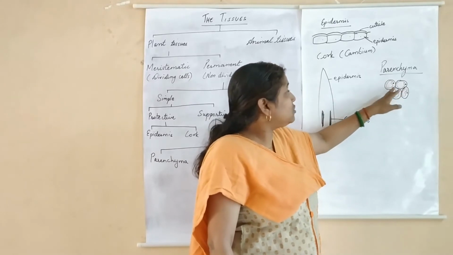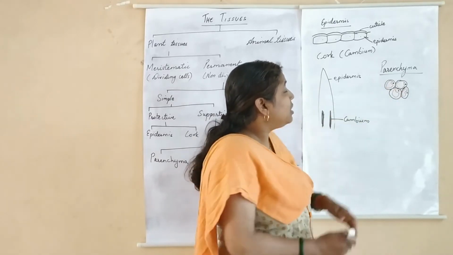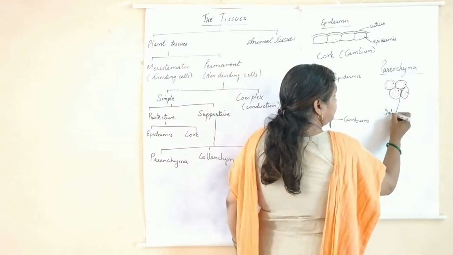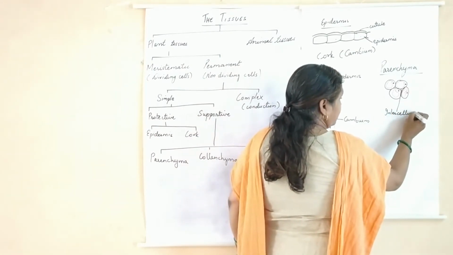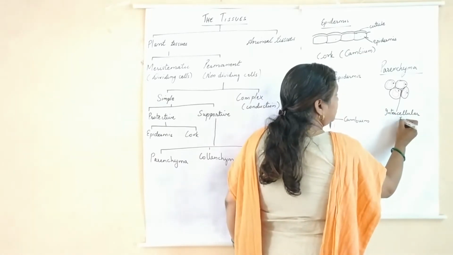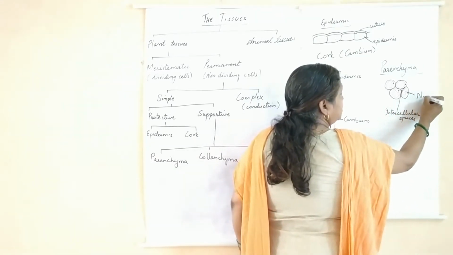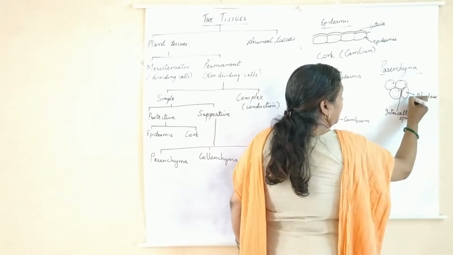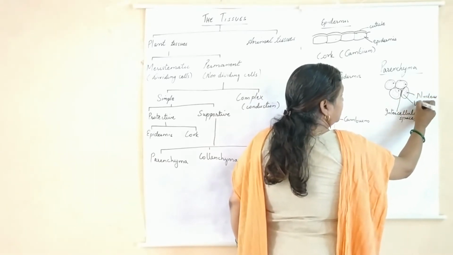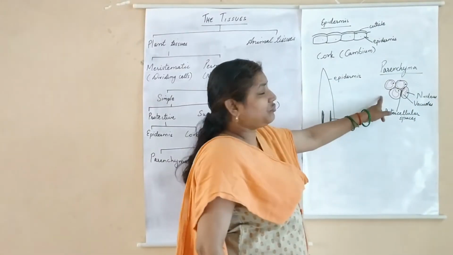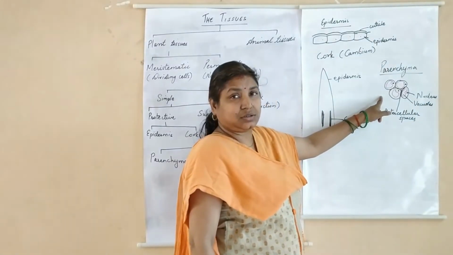Now what are the parts? You can see they are thin-walled. They have large intercellular spaces. You can see these are intercellular spaces. They have prominent nucleus and large vacuoles. So this is the structure of your parenchyma cells.